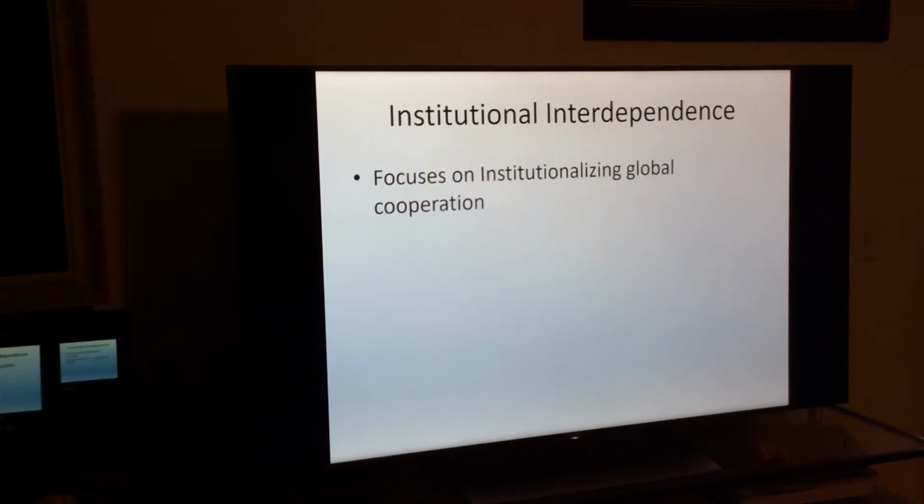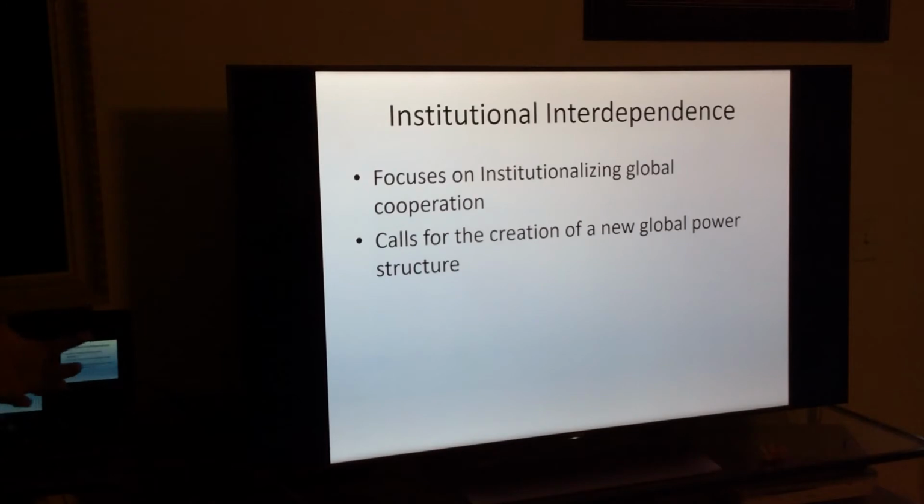Institutional interdependence focuses on institutionalizing global cooperation, moving toward a one-world government. It calls for the creation of a new global power structure. The United Nations has the vested power to create laws and make sure nation states follow international laws.